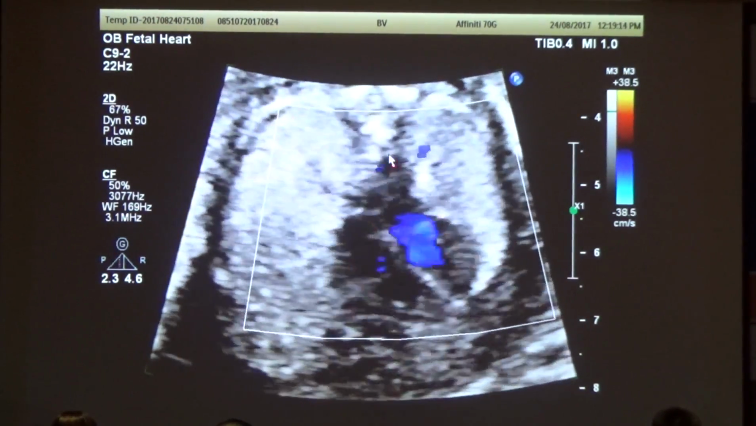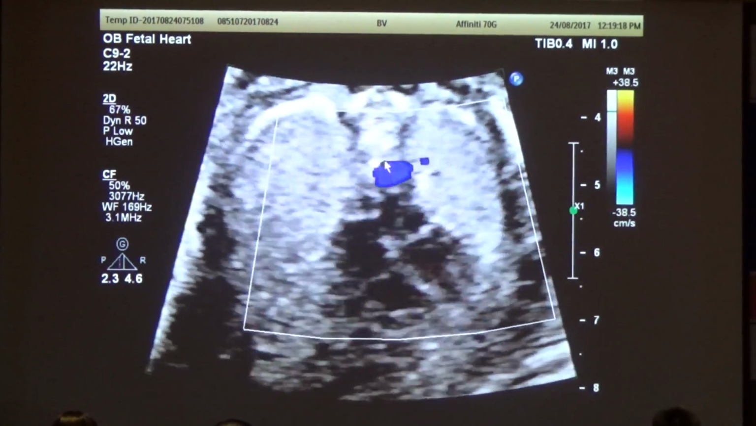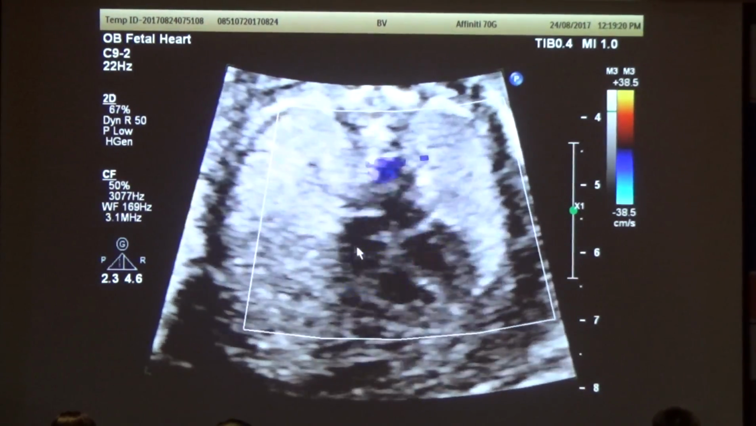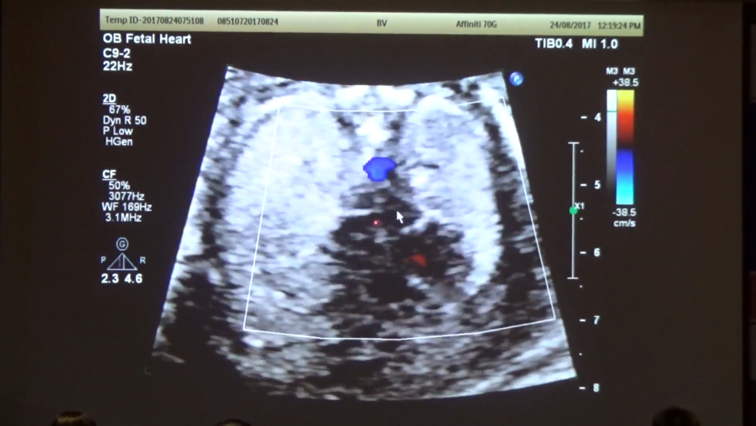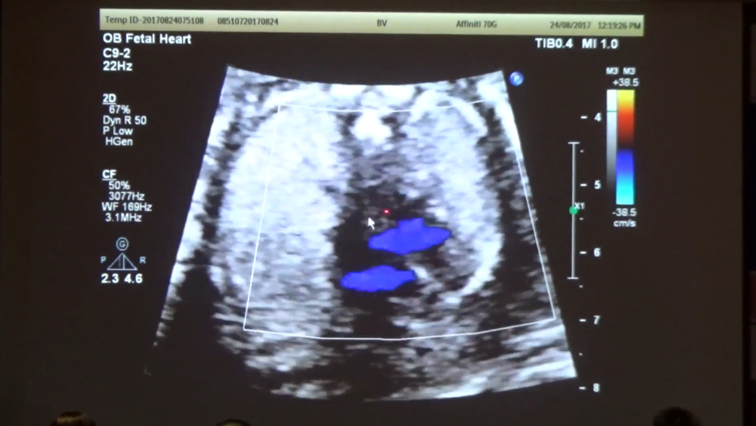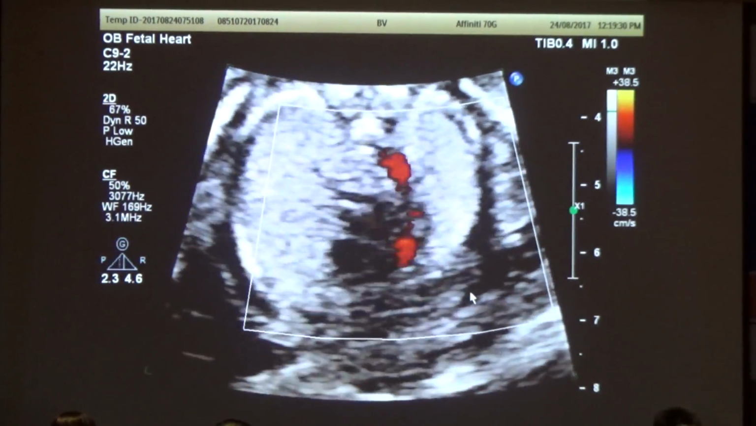Here is the descending aorta, see? Just in front of the spine. Here's the atrial septum. You see the septum primum is bulging into the left atrium, allowing blood flow going in this direction, because the blood goes from the right side to the left side.